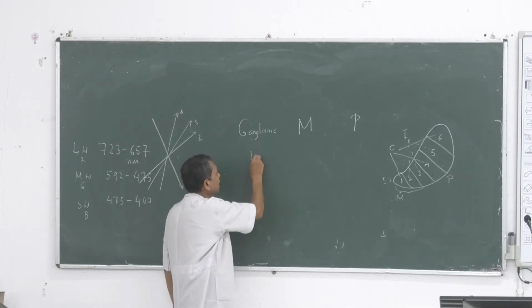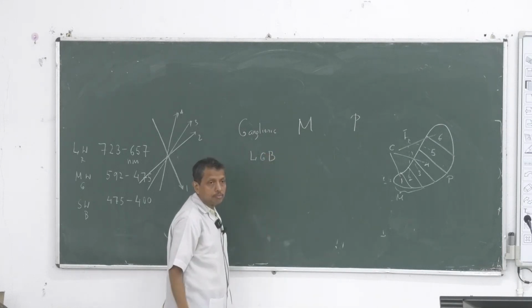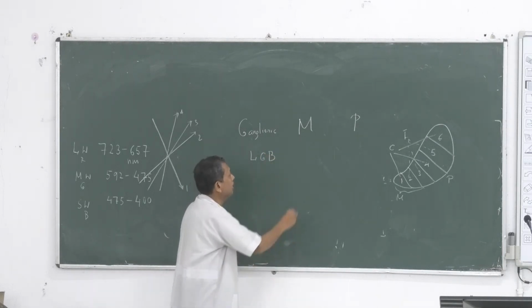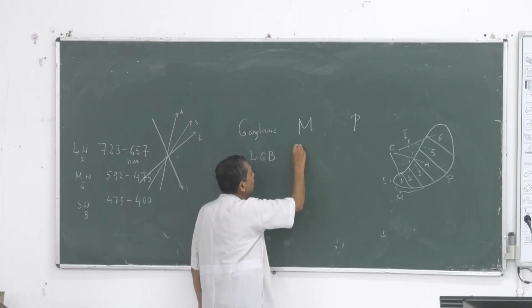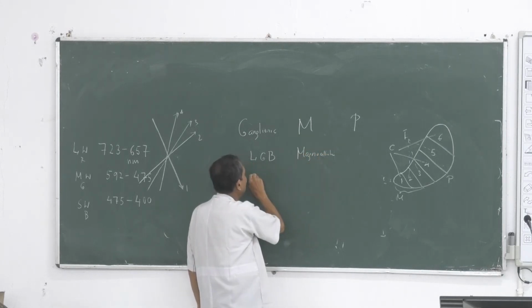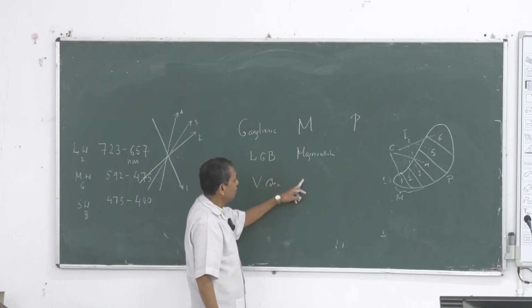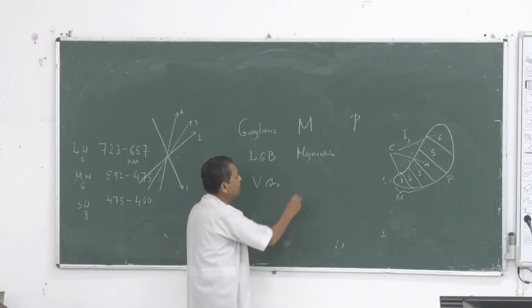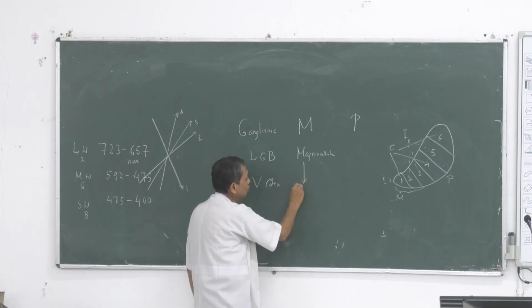And in the lateral geniculate body, it is this. Now it is the magnocellular layer. It is also magnocellular, and these M cells will have their function of movement.